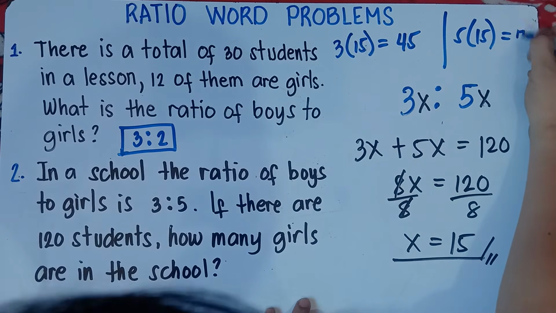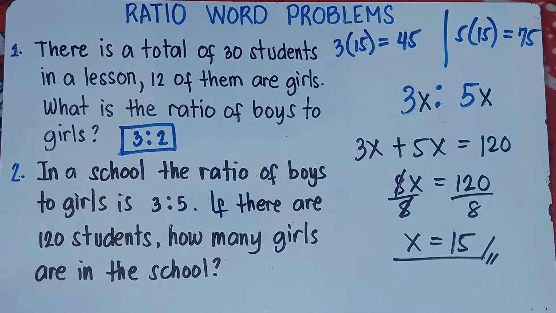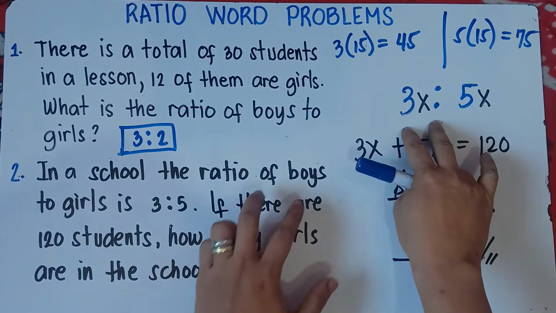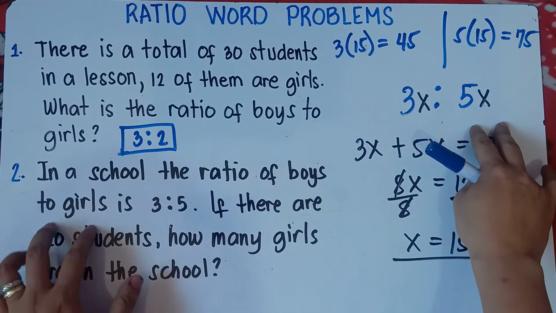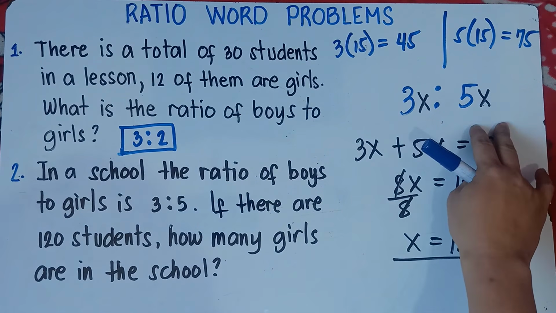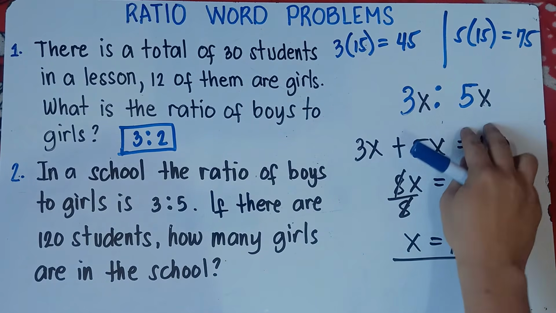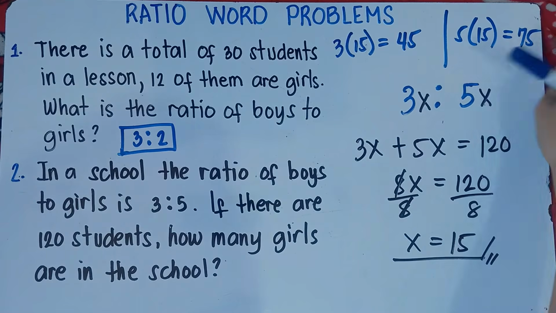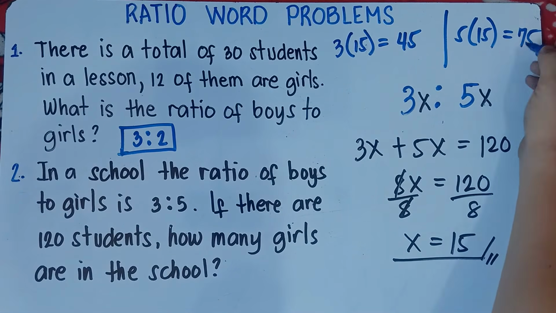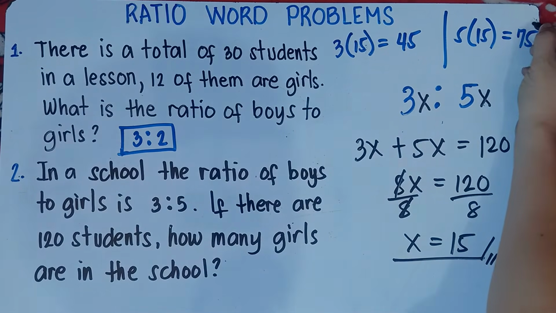That would be 75. Now once again, this is the ratio of boys to girls. And we are told to find how many girls there are in the school. So boys to girls, so girls, that would be 5x. Therefore, our girls, that would be 75. So the answer, class, is 75.